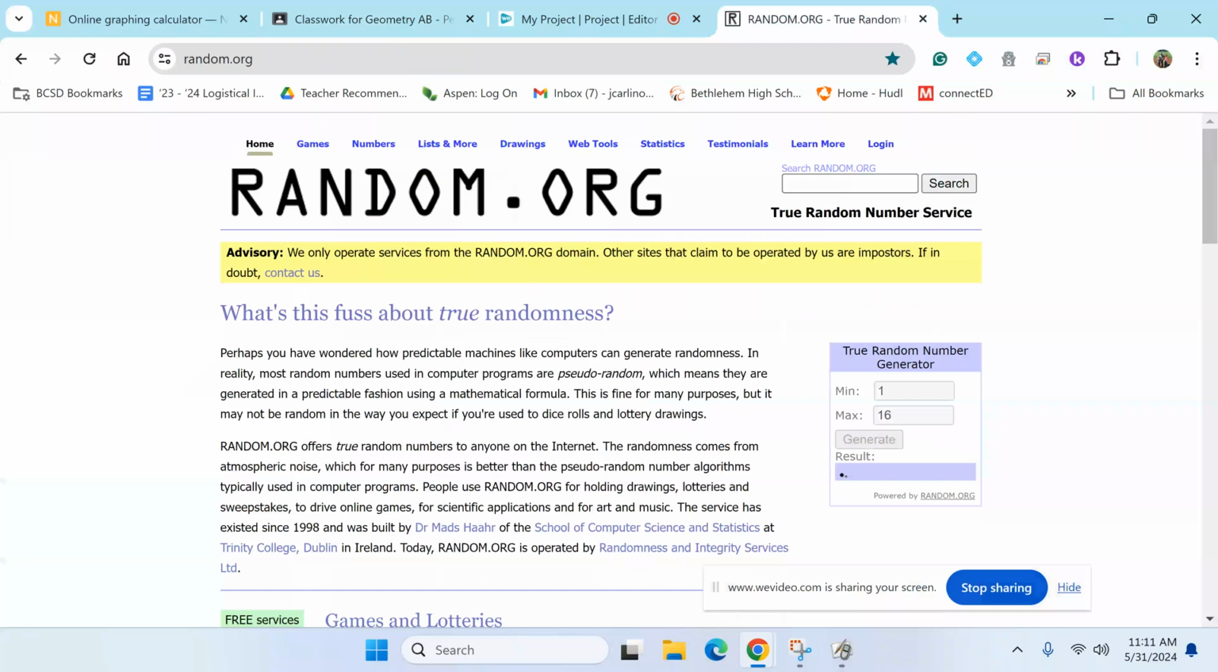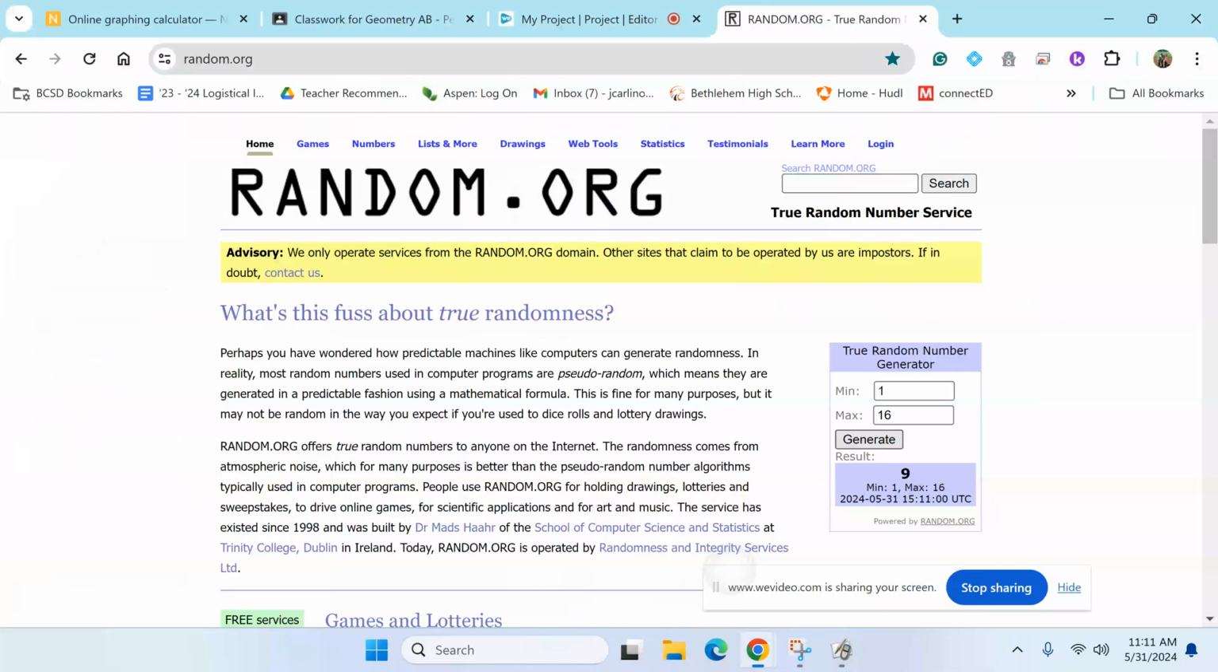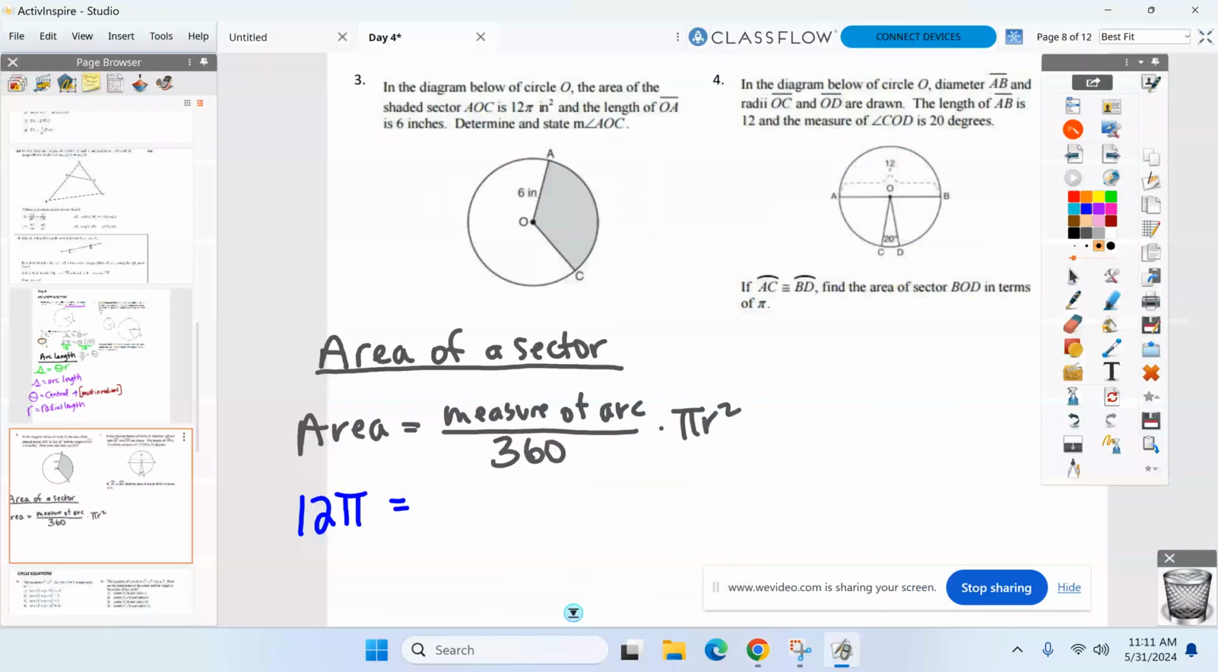Ian? Measure the arc. Or area. You sure? Yeah, it does say the shaded sector has an area of 12 pi, so we'll plug it in here. 12 pi equals, where's the 6 going? That's not a bad question, I don't think. Where's the 6 going? Ian, again, where's the 6? Radius.